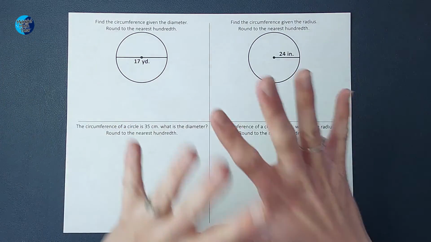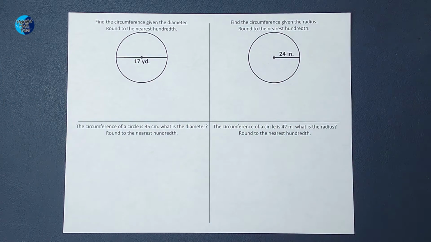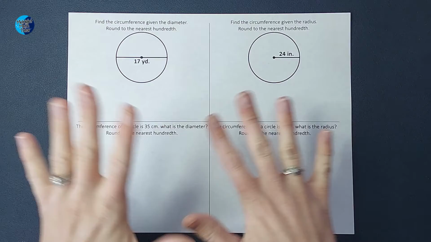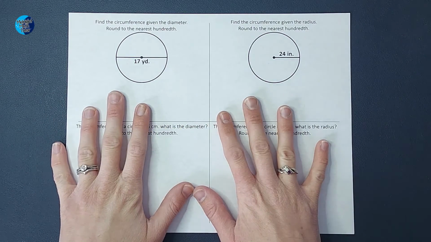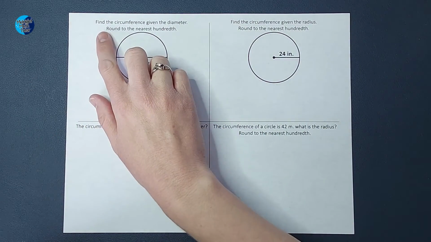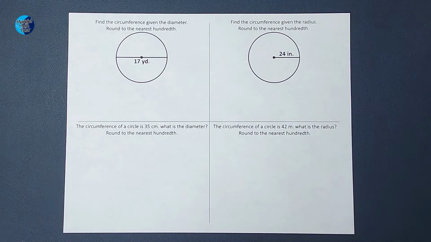Hey guys, we are talking circles today: circumference, diameter, radius. It's very exciting. So this first problem asks us to find the circumference given the diameter, and we're going to round our answer to the nearest hundredth.